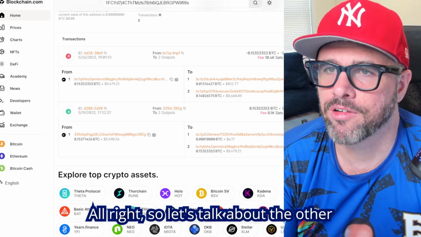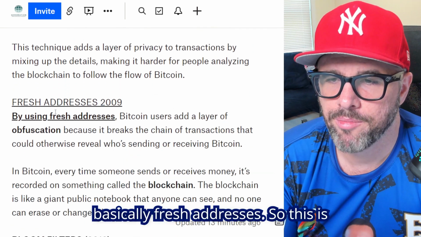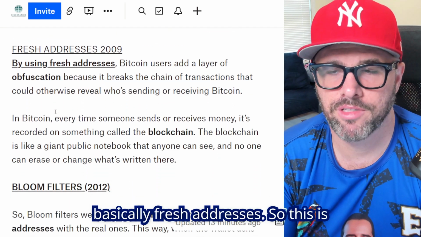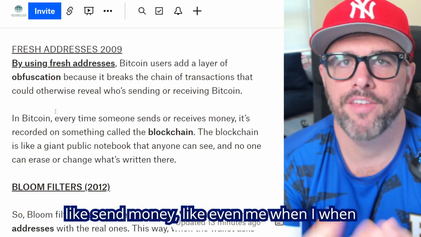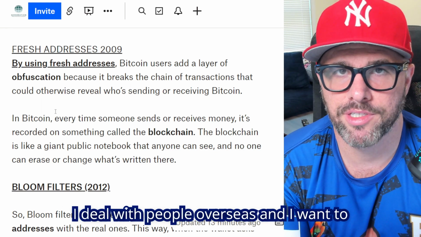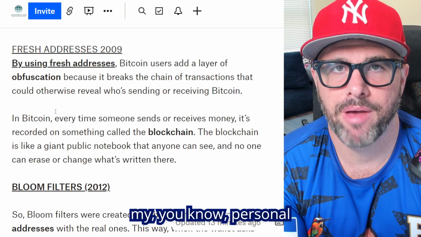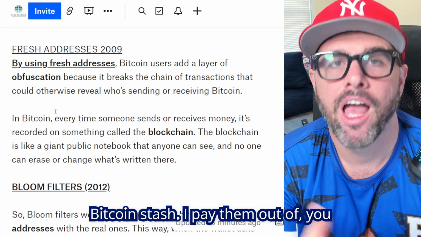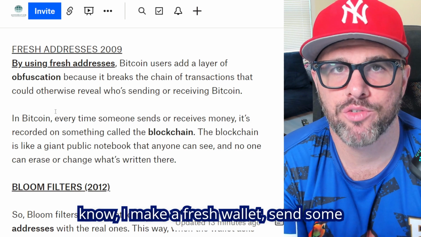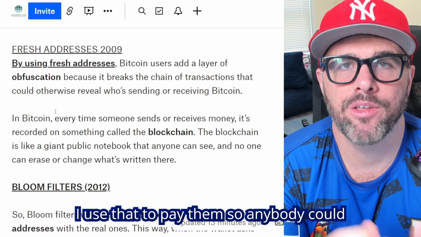All right, so let's talk about the other part of it, which is a little bit easier. Basically, fresh addresses. So this is pretty self-explanatory. When you want to send money, even me, when I deal with people overseas and I want to pay them, I don't just pay them out of my personal Bitcoin stash. I make a fresh wallet, send some money in there, and then with that, I use that to pay them.